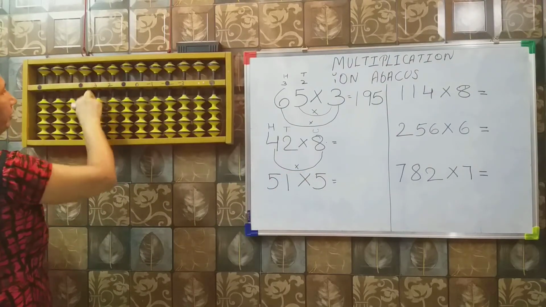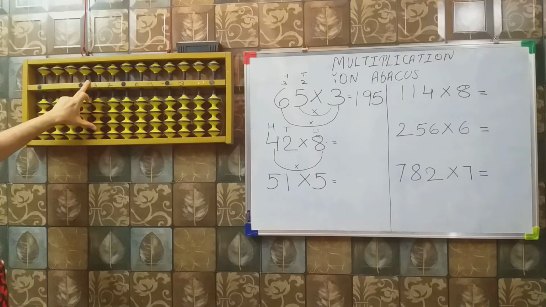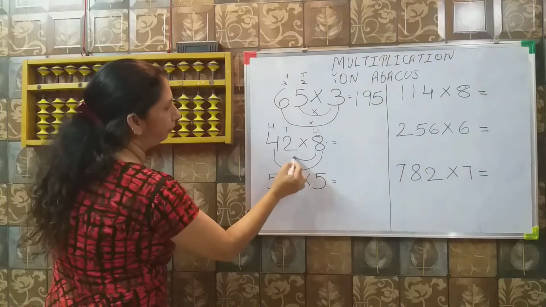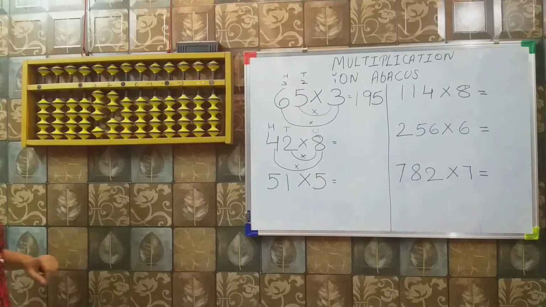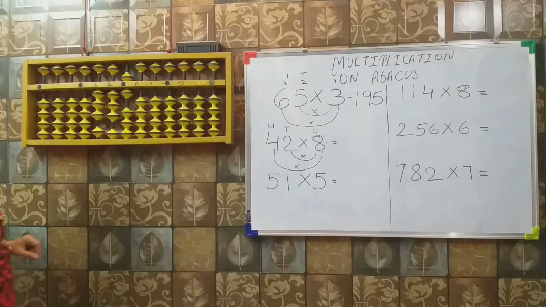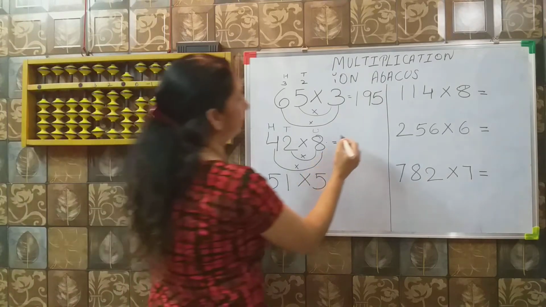Always, after each and every sum, first set your abacus to 0. Now 8 into 4 is 32, so 3 on the hundred place and 2 on the tens place. Now the next number: 8 into 2 is 16. So 1 on the tens place and 6 on the unit place. So we got the answer 336.